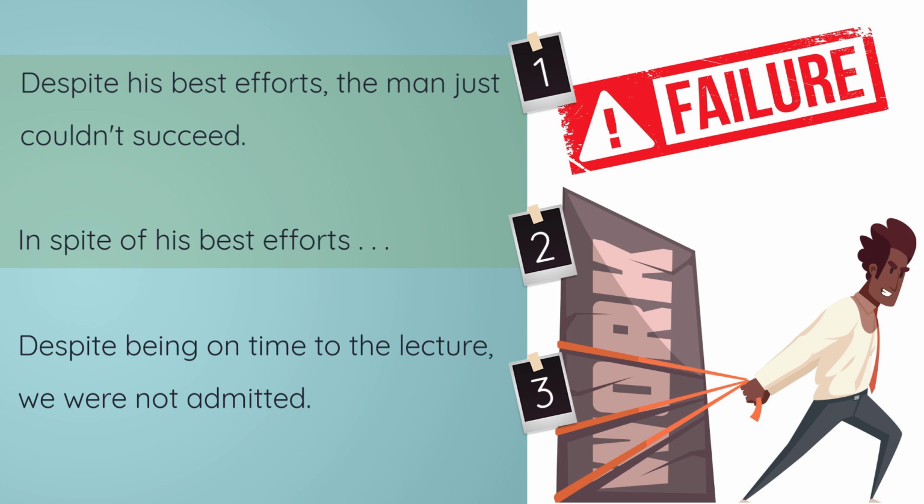Again, I can change it around. The man just couldn't succeed despite his best efforts. The man just couldn't succeed in spite of his best efforts. Same meaning. Another way we can use despite and in spite of is with a gerund, an ing verb.